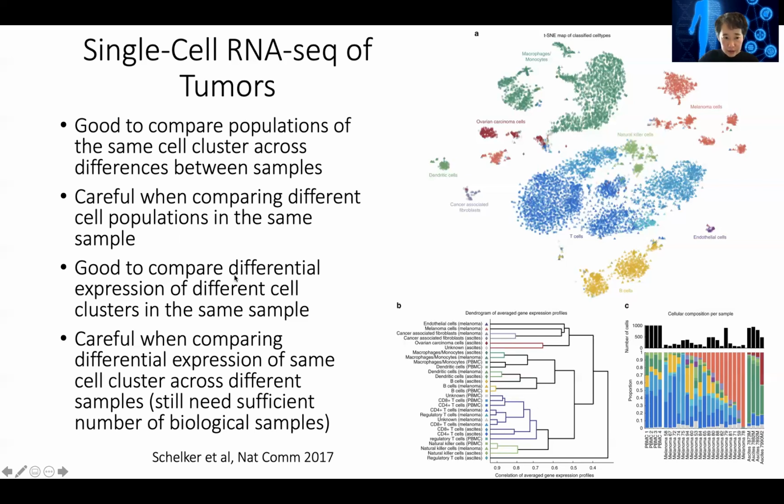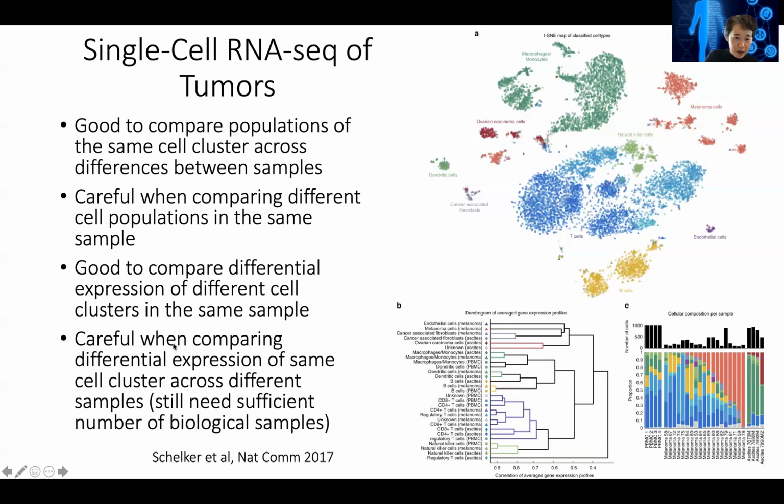Also, it is good to compare the differential expression of different cell clusters in the same sample. So for example, if in the same tumor, I see a progenitor T cell and an exhausted T cell or dysfunctional T cell, those drunk T cells that are no longer killing the cancer cells, you can compare the expression of those two cell types in the same single cell data.